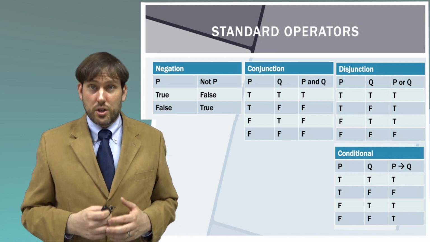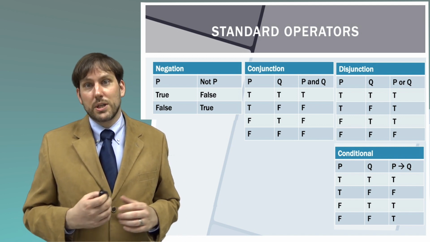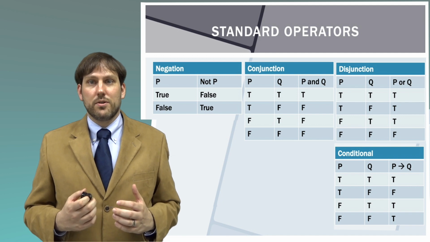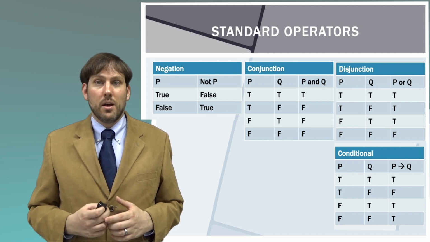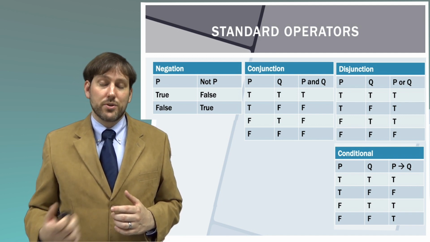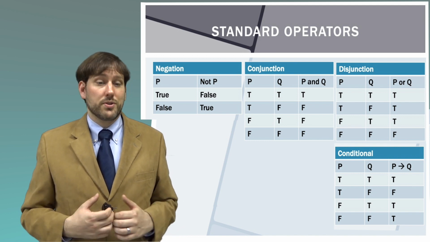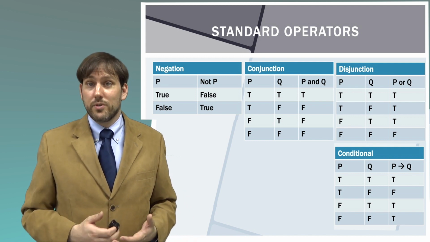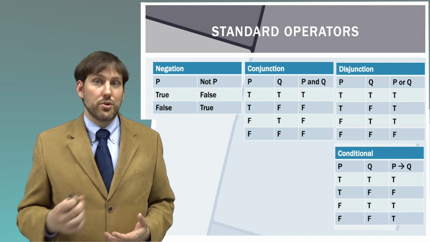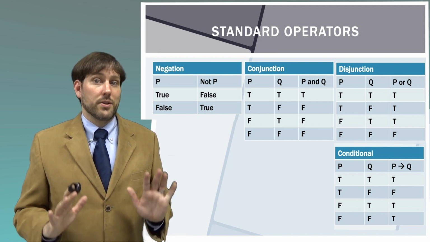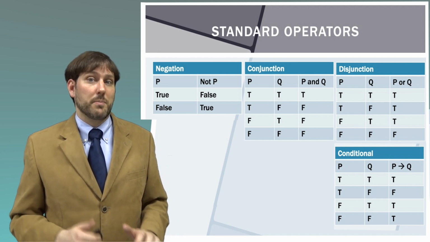A disjunction is true when either side is true. So this is an inclusive disjunction, A or B. If A is true, it's true. If B is true, it's true. If both are true, it's still true. If we had an exclusive disjunction, then it's only true when only one of them is true. But we're not using that in this class. I only mention it because it helps some people to understand.